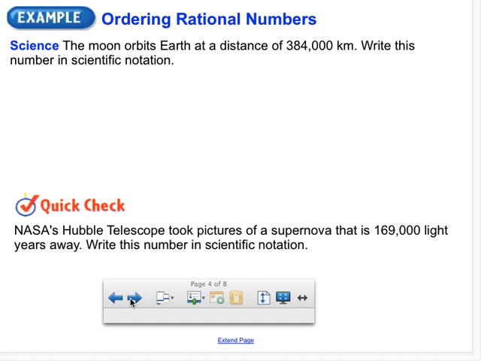The moon orbits Earth at a distance of 384,000 kilometers. Write this number in scientific notation. Try. Everybody should be trying right now.